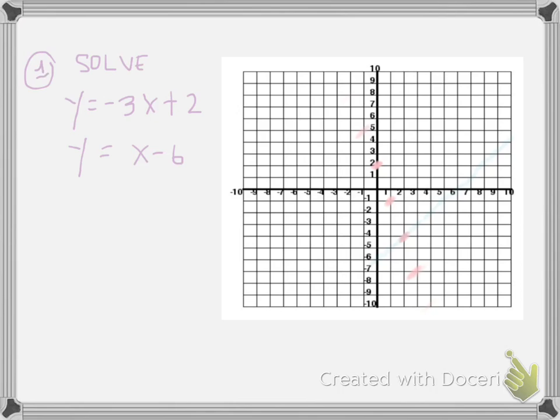Where these two graphs intersect is going to be at the ordered pair. What's that ordered pair? Over 2, down to negative 4. So where they intersect is at positive 2, negative 4. So that's where they intersect, and they have one solution right there.